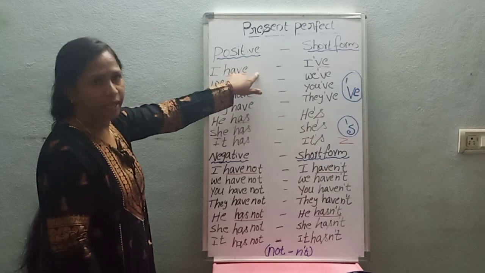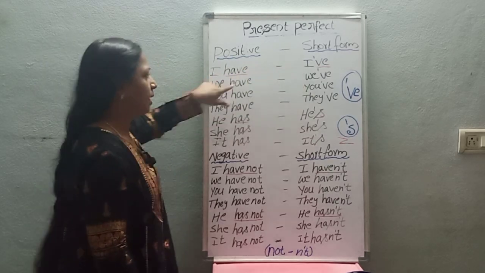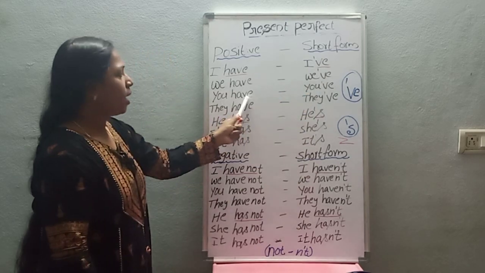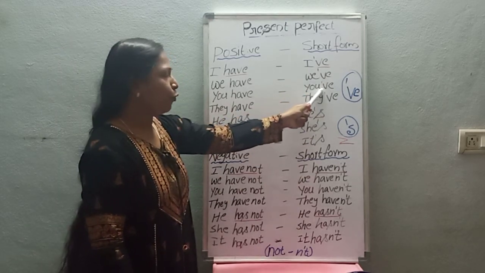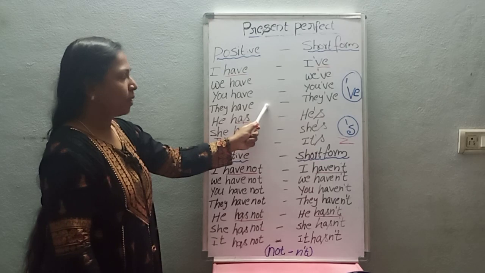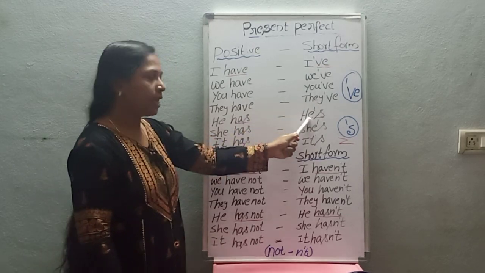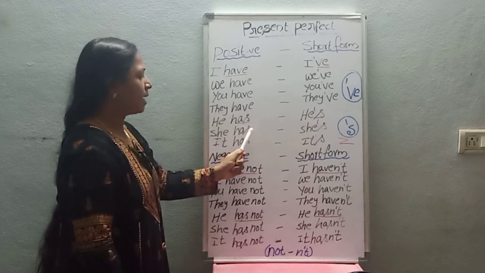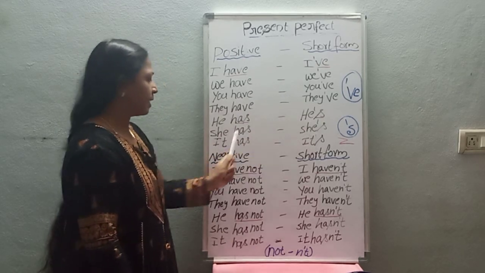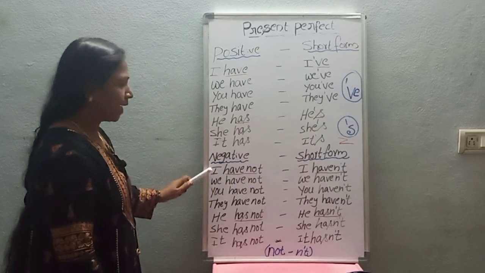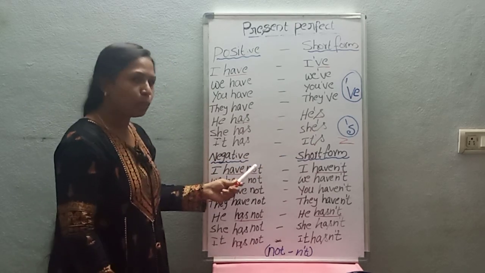So here let me explain with a verb. I have played, I've played. We have played, we've played. You have played, you've played. They have played, they've played. He has played, he's played. She has played, she's played. It has played, it's played.